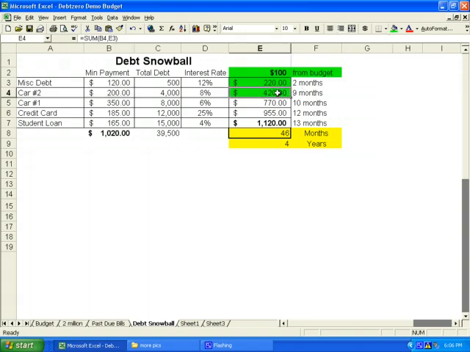Now we have $420 that we're applying toward our car. That has a total debt load of $4,000. That means you'll pay off that car in 9 months. As we move down, we take that $420, add it to our $350 payment, and we now have $770 that we're paying toward our car. That should pay off our $8,000 car loan in 10 months.